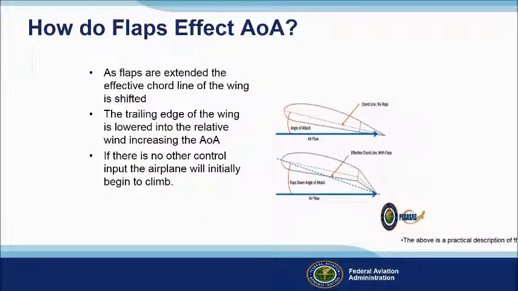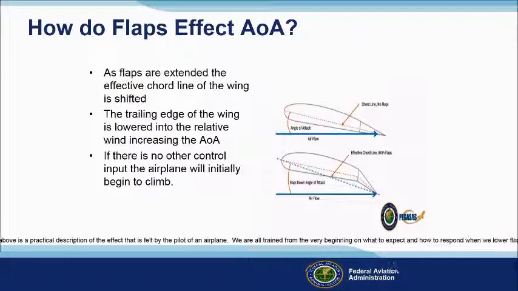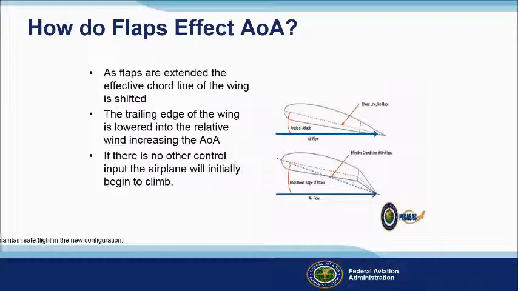The above is a practical description of the effect that is felt by the pilot of an airplane. We are all trained from the very beginning on what to expect and how to respond when we lower flaps. Viewed from the perspective of an aeronautical engineer, lowering the flaps creates a completely different airfoil. All of the components have changed, including the actual critical AOA. We don't need to make a science project out of describing all the changes that just occurred for the purposes of this discussion, as long as we remain aware of how to maintain safe flight in the new configuration.